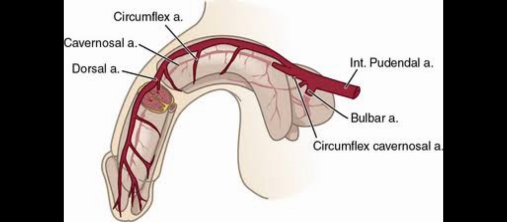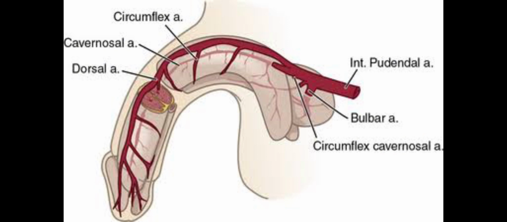We can also divide it into the deep penile artery and the bulbourethral artery, and both of these arteries anastomose at the tip of the penis, and this anastomosis of both arteries is clinically important.